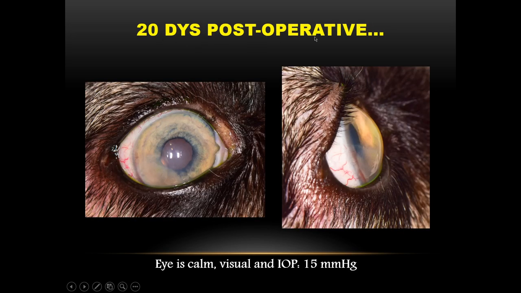This is 20 days post-operative after cross-linking and the third eyelid compression flap. So we have a nice transparency. The eye is calm, is visual, and the intraocular pressure is 15 millimeters of mercury. So it was a very good outcome. I would like to share this case with you guys to show the cyclophotocoagulation technique and this keratoconus complication that we had, and we managed with cross-linking and third eyelid flap.